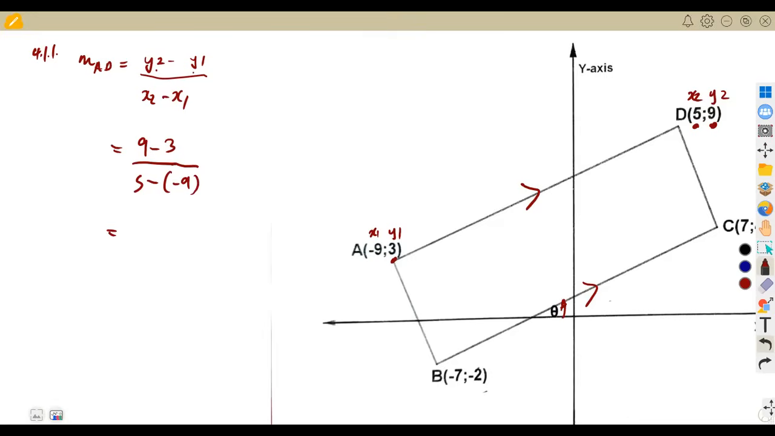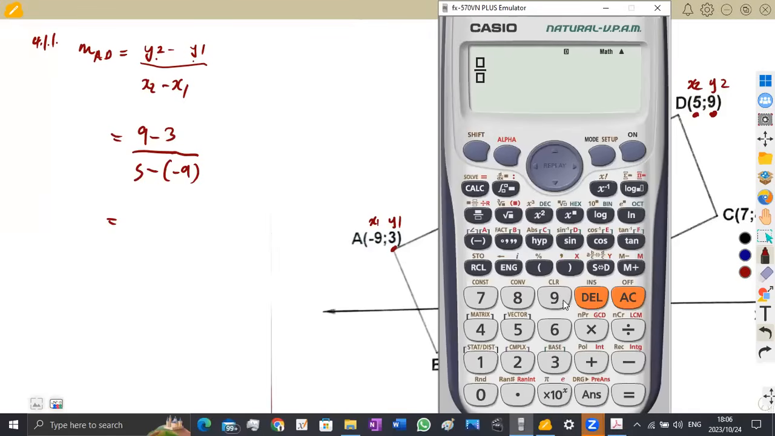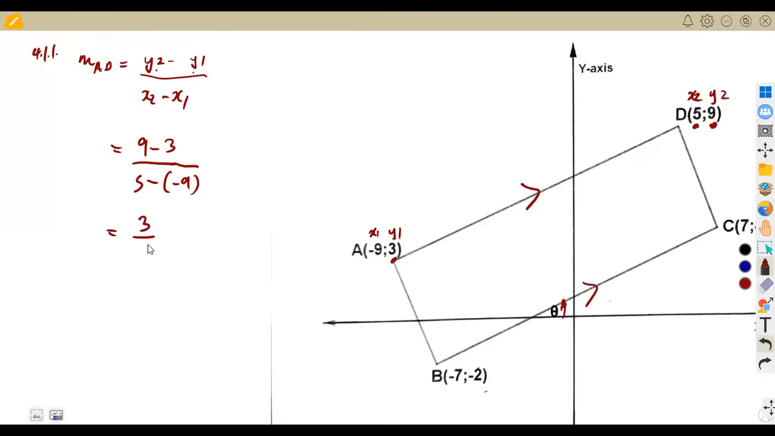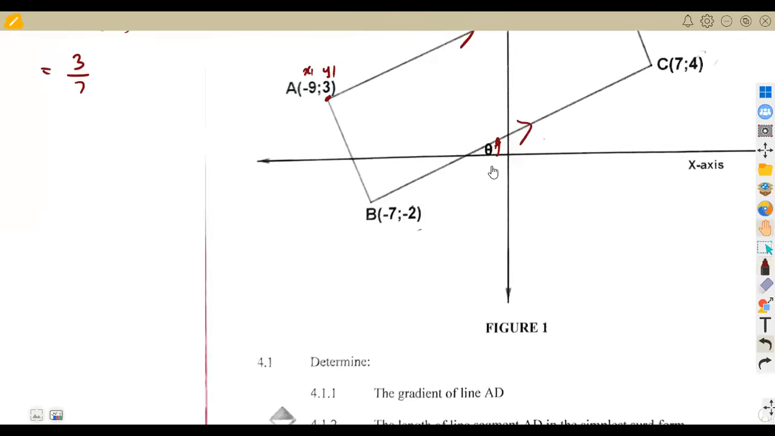You can just use our calculator to simplify this, or you can just do it directly. All right, let us see. That's 9 minus 3 over 5 minus negative 9, which is going to be 3 over 7. So we obtain a gradient of 3 over 7. So we have got the gradient of the line AD.